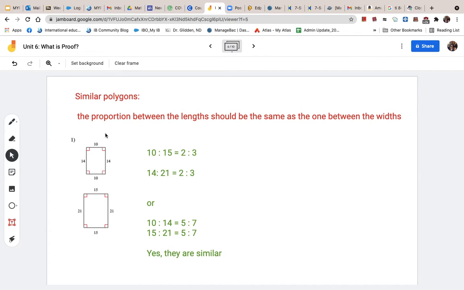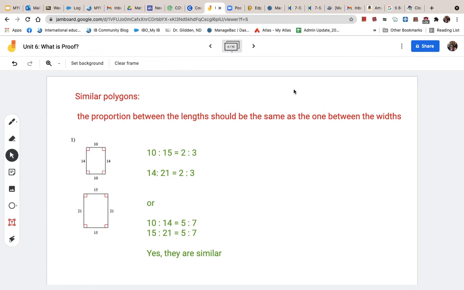And before we jump into that, let's think about what similar polygons are. 什么是相似的多边形? Okay, so similar polygons means that the proportion between the lengths should be the same as the one between the widths. 也就是说，两个多边形，比方说两个长方形的长的比会跟宽的比是相同的。Alright, so let's use this idea, this concept to solve the first problem.